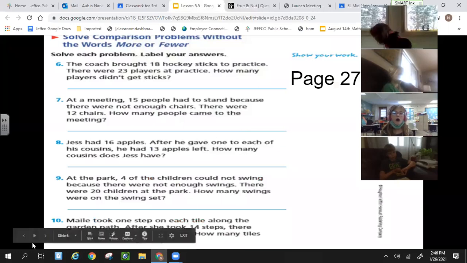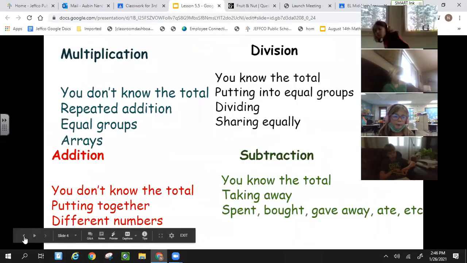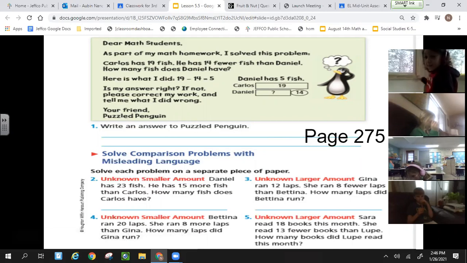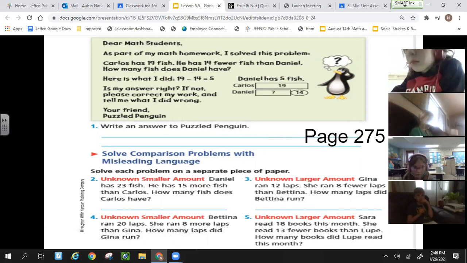All right, let's move on to page. It looks like, yep. There's only 2 pages today. That's going to make it nice. 275. We're going to start with a puzzled penguin. We know puzzled penguin is always puzzled.